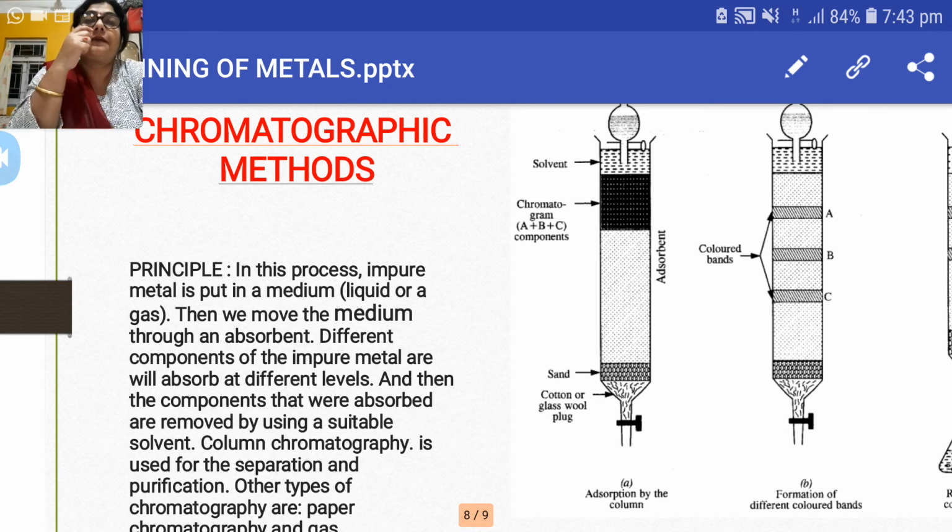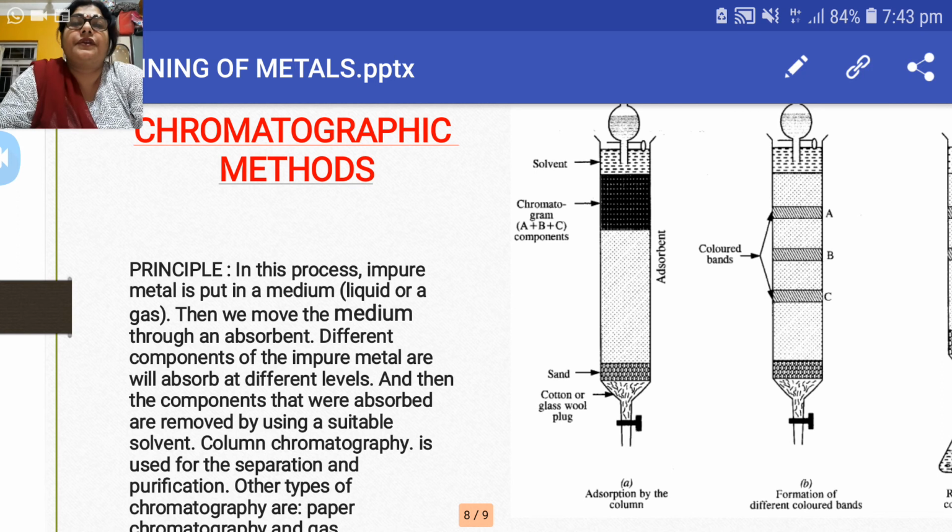So chromatography is a technique of purification actually. This is a technique which you have already learned in class 11. There you have learned about three types of chromatography, that is paper chromatography, gas chromatography and column chromatography. Now this is also based on a principle. And what is the principle?